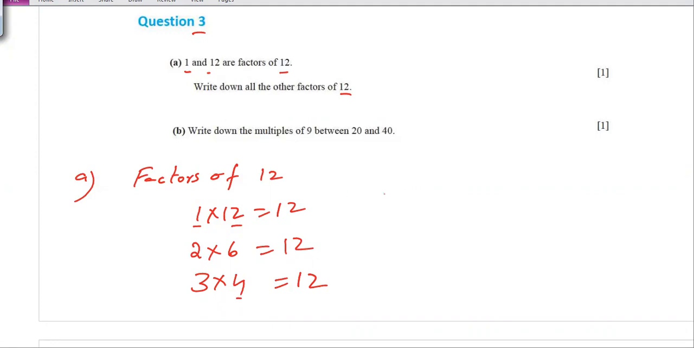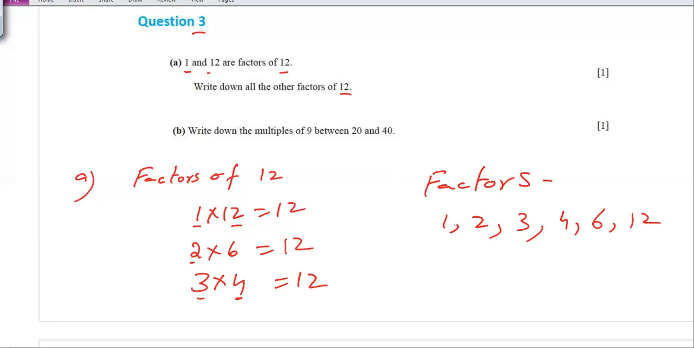So now what are the factors? 1 is a factor, 2 is a factor, 3 is a factor, 4 is a factor, 6 is a factor, and 12 itself is a factor. These are the factors of that number. So this will be the way to find the factors. If you have to find the factors of any number, you can use this procedure.